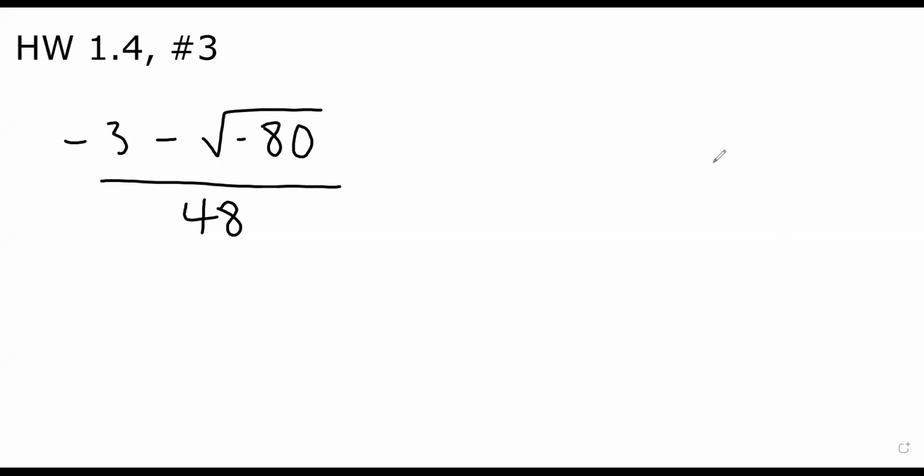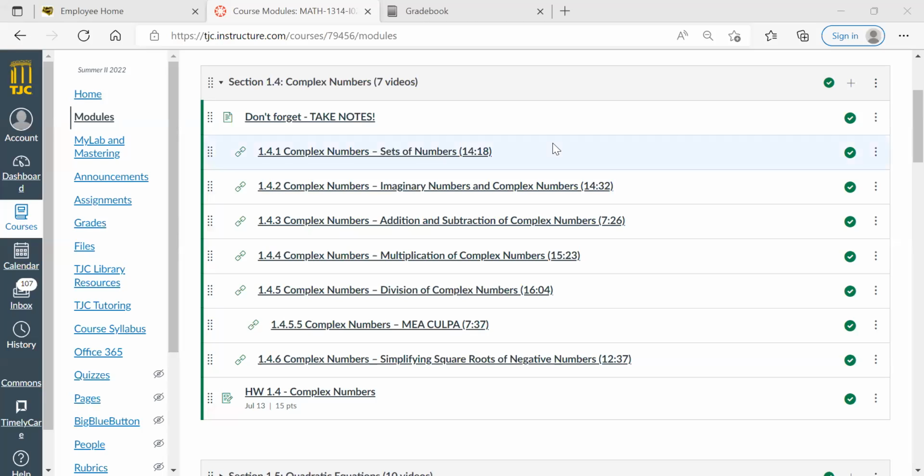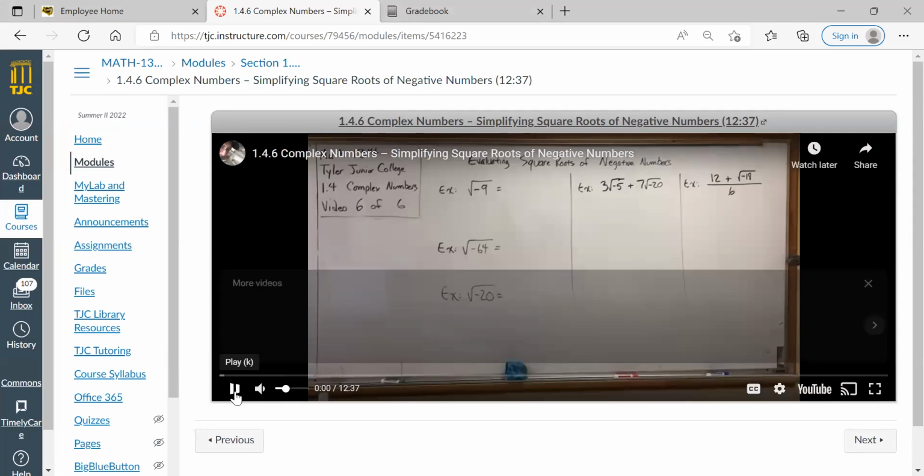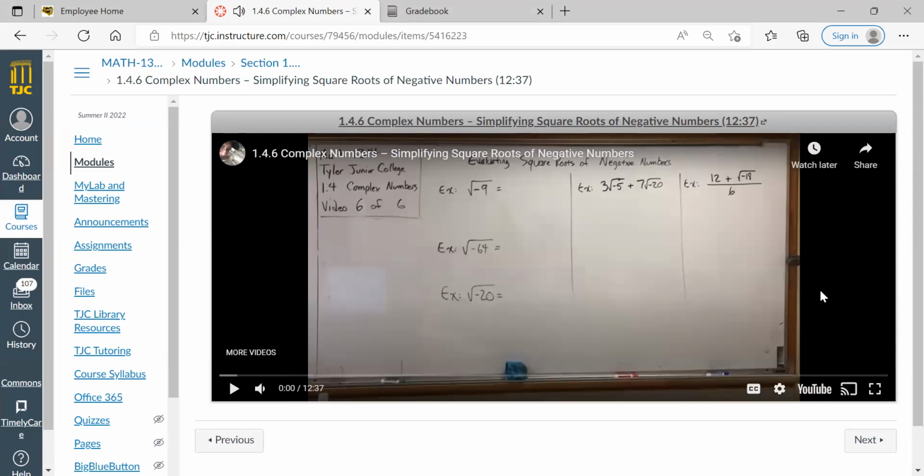There is a video for this particular problem. Give me 1 second and I'll pull it up. Let's see here. Okay, I'm in the module for the homework 1.4. And the very last video, simplifying square roots and negative numbers, contains information about this type of problem. I'm not going to play the video for you. You can watch it on your own time. I will, however, get to the point where they talk about it.